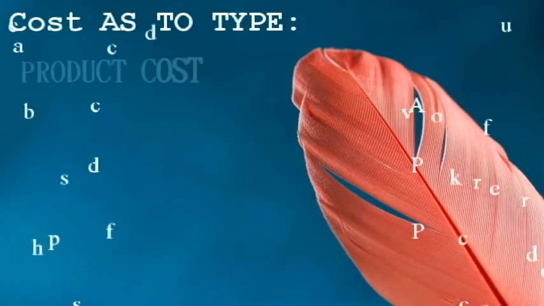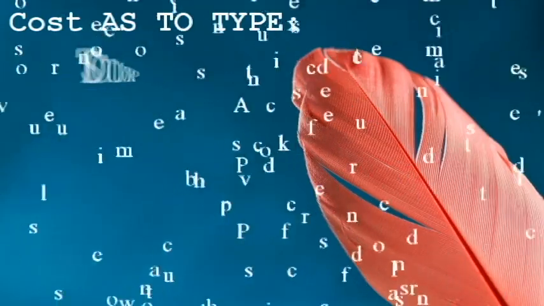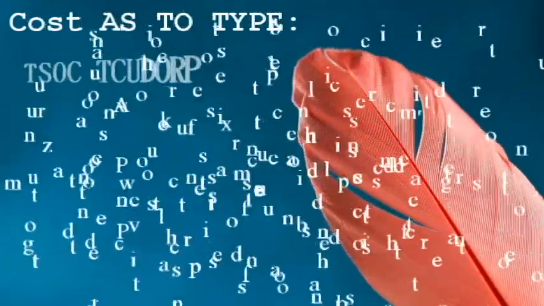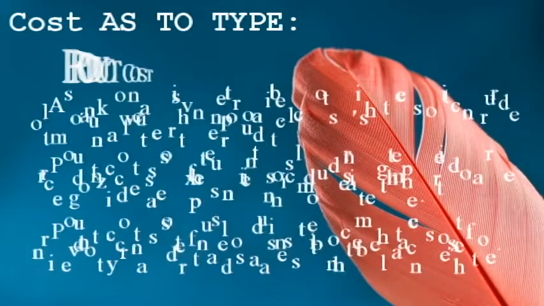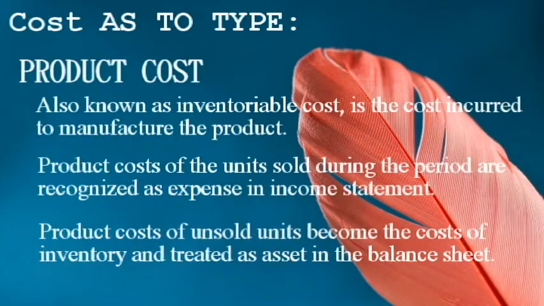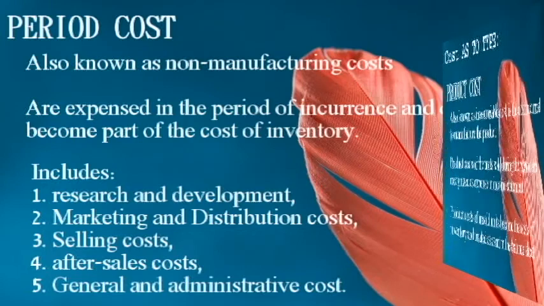Costs can be classified as to type: product cost and period cost. Product cost, also known as inventoriable cost, is the cost incurred to manufacture the product. Product costs of the units sold during the period are recognized as expense in the income statement. And product costs of unsold units become the costs of inventory and are treated as an asset in the balance sheet.